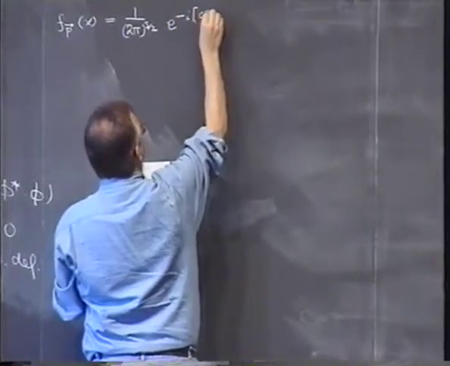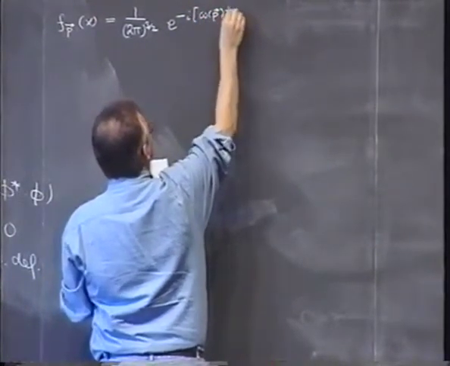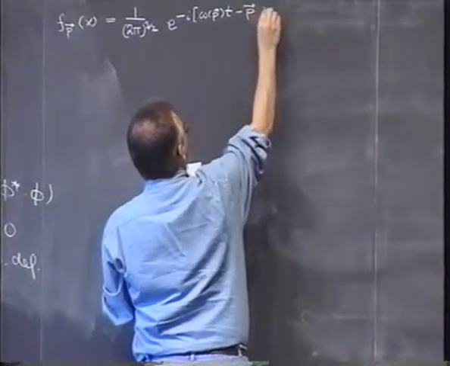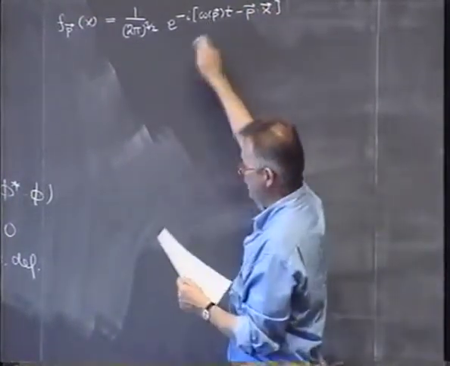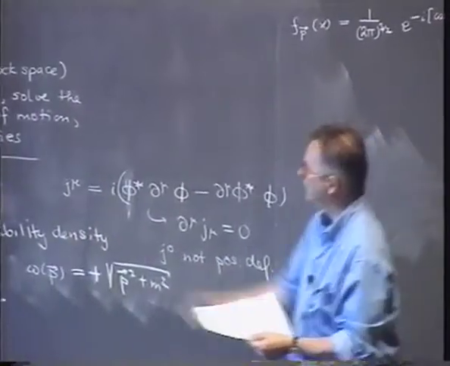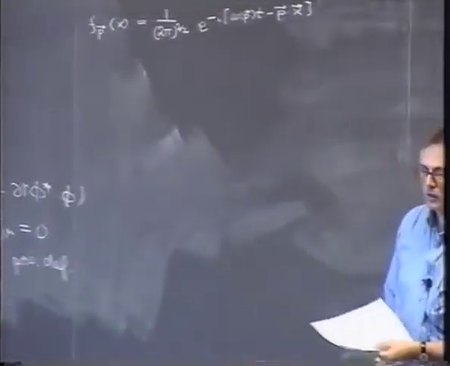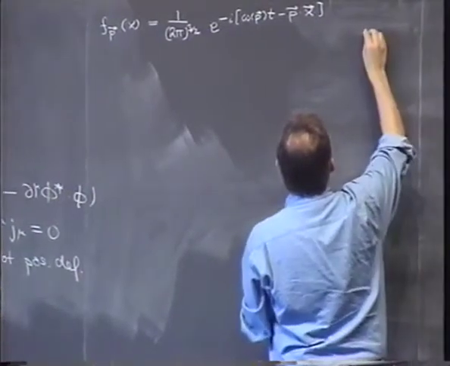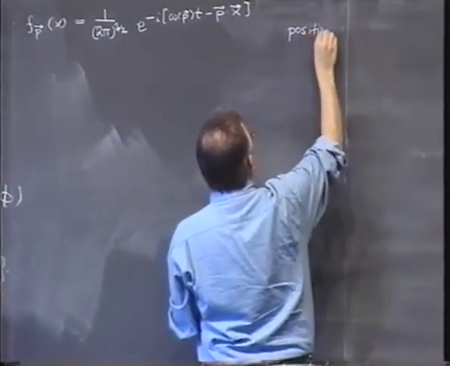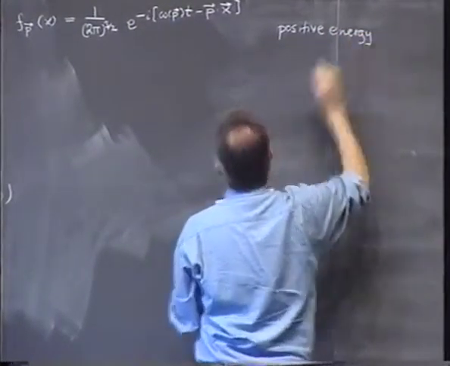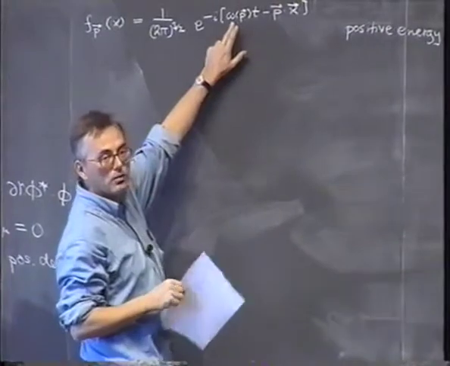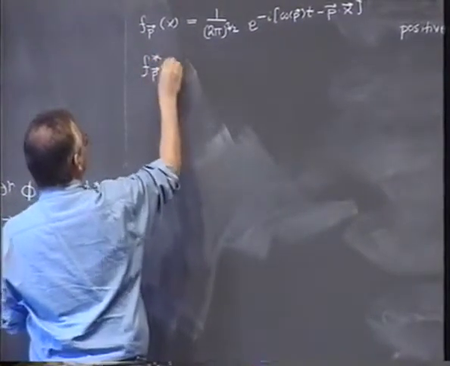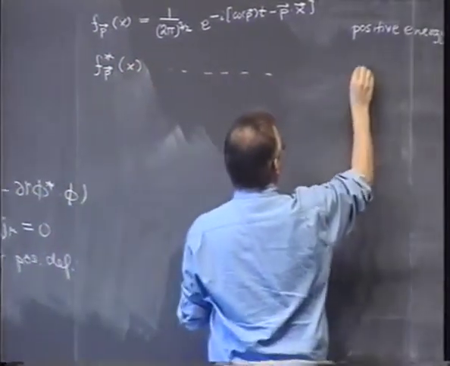Then you write this as e to the i times omega_p times t minus p times x. So this is a free wave where omega_p is the energy, and then you can easily see that this plane wave solves the Klein-Gordon equation. And this is by convention the positive energy solution. And the negative energy solution is the one that has minus omega_p here. And so we simply take the complex conjugate and call this negative energy.